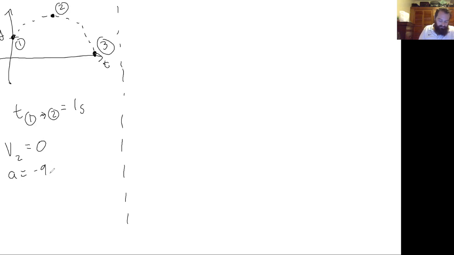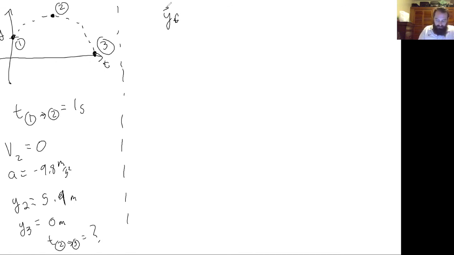The acceleration is still negative 9.8. The height, y initial, or I guess we'll call it y2, that we calculated earlier was 5.9 meters. We know that y3 is going to be 0 meters, and we want to find the time to go from 2 to 3. Using the right equation. Okay. y final equals y initial plus v initial t plus a t squared over 2.